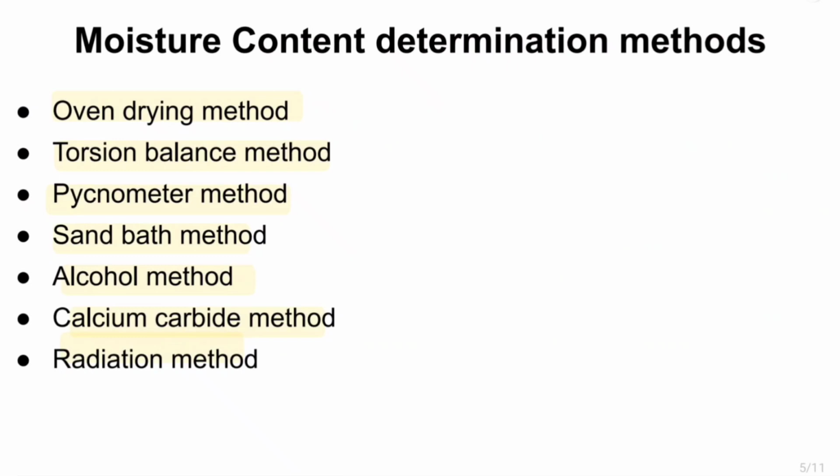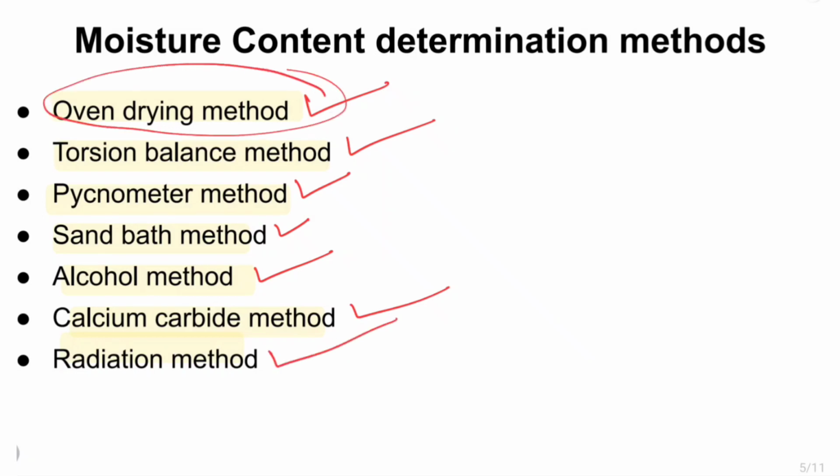Now there are different methods to calculate the moisture content of soil. These methods are the oven drying method, second one is the torsion balance method, third one is the pycnometer method, fourth one is the sand bath method, then the alcohol method, the calcium carbide method, and the last one is the radiation method. Out of these, we'll first try to understand the oven drying method.